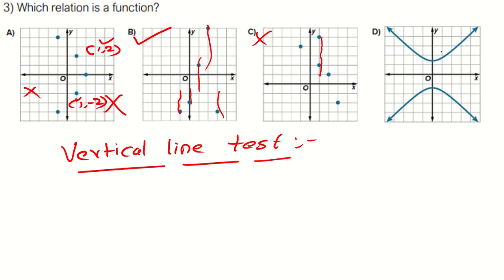Now here, if you can see, if you draw a vertical line, then it will cut this graph at 2 points. So this also is not a function. Okay, so the vertical line test means if you can draw a vertical line in the picture which touches or passes through 2 different points, then that relation will not be a function.